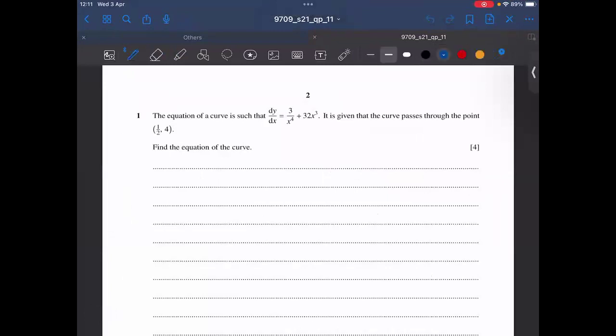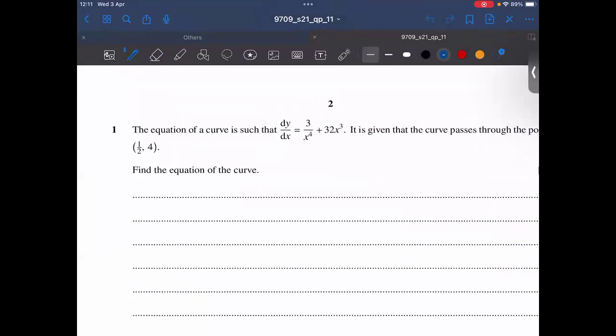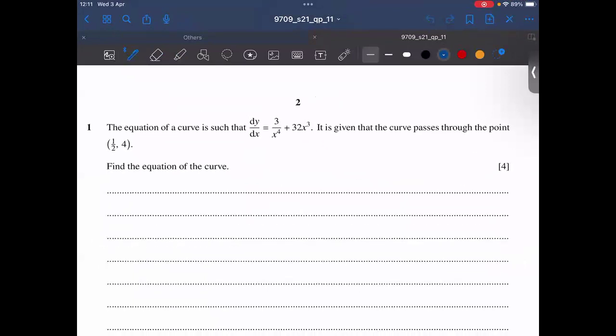Mr. Iman, can you just tell me what we are supposed to do in this question? We have the equation of a curve. We have been given the gradient function and we are asked to find the equation of the curve. So what are we supposed to do? Just a one-line answer. Are we supposed to integrate? Yeah, we are supposed to integrate.